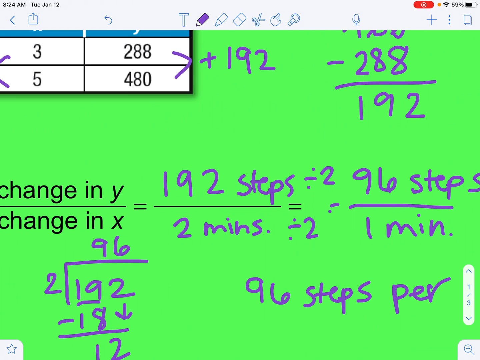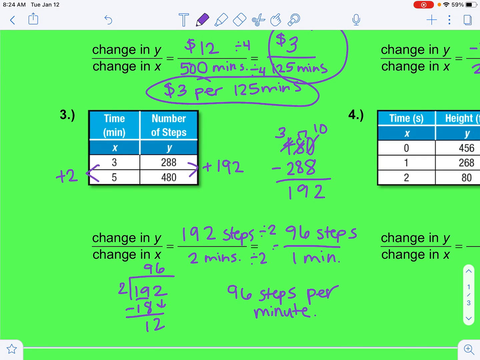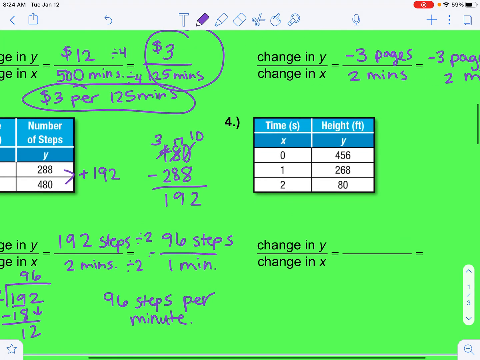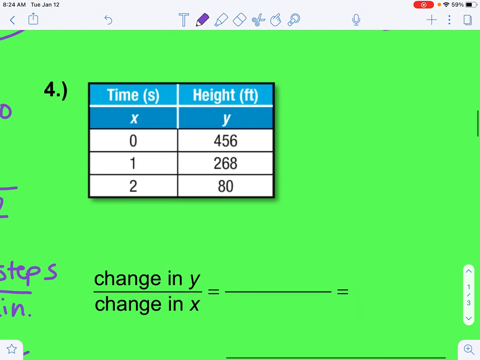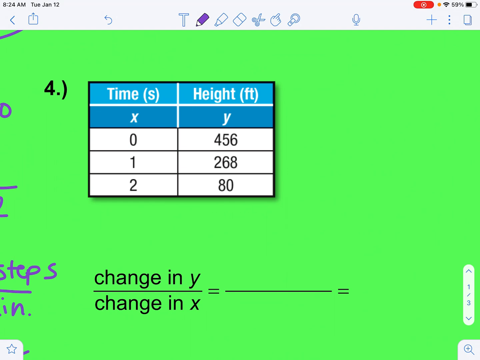Per minute. Alright, so that is our rate of change for number 3. We always find the change in Y first, and then we find the change in X. So let's go on to our last one with the table. This time we're talking about time and height.